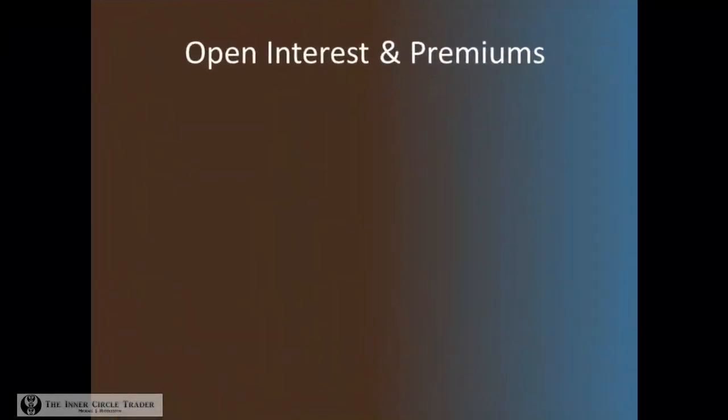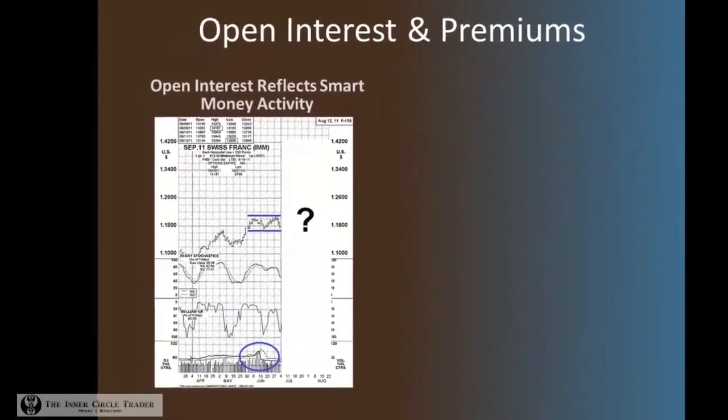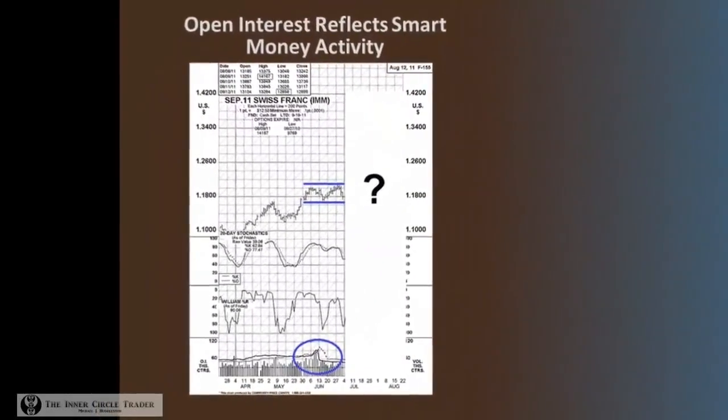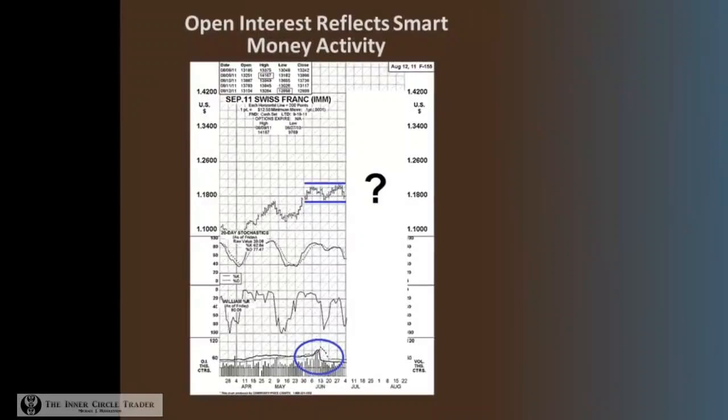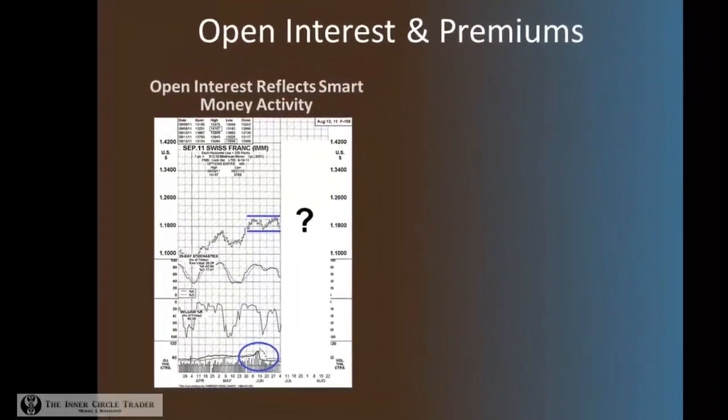Open interest and premiums. Now, open interest reflects smart money activity. Open interest is basically only going to be found in the futures market. In this example, we're looking at the Swiss franc, and what I've noted here is that price had run up. It's been in an uptrend, and we moved into a trading range. If you look at the circle here, that is open interest. That cumulative line goes along and all of a sudden drops off precipitously, straight down. That is open interest declining while the market is in a range.